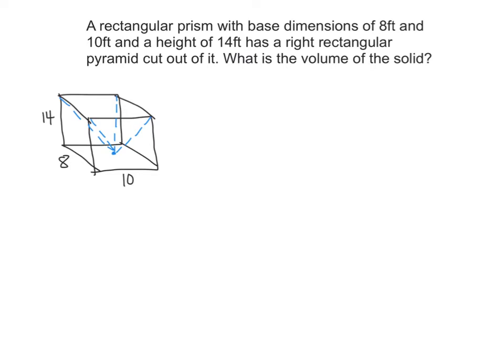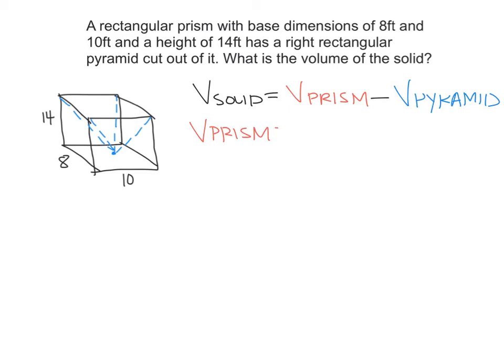So in order to set this up, we know that the volume of the solid is what we're looking for. And that's going to happen when we take the volume of the prism and then subtract the volume of the pyramid. Okay, so let's first set up the volume of the prism and the volume of the pyramid. So take a moment and see if you can come up with what the volume of the prism is. And then also take a moment and come up with the volume of your pyramid. So take a second and see if you can do that and then check back in.